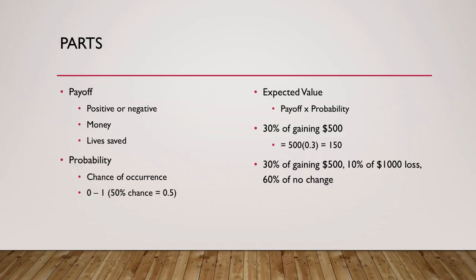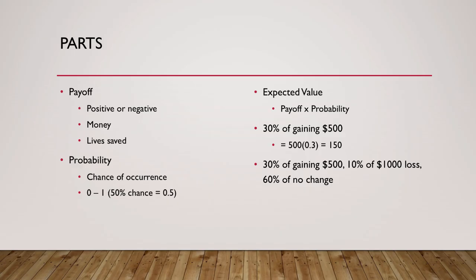Then we can also combine things, right? It doesn't have to be a one-off. So maybe I have a 30% chance of gaining $500, but I also have a 10% chance of losing $1,000, and then a 60% chance of just nothing happening. All of these probabilities are going to have to add up to 100%. In that first example, a 30% chance of getting $500, the other 70% was no change. But here we're adding in a 10% chance of a $1,000 loss, and then backfilling the other 60% of no change. So what do we do there?